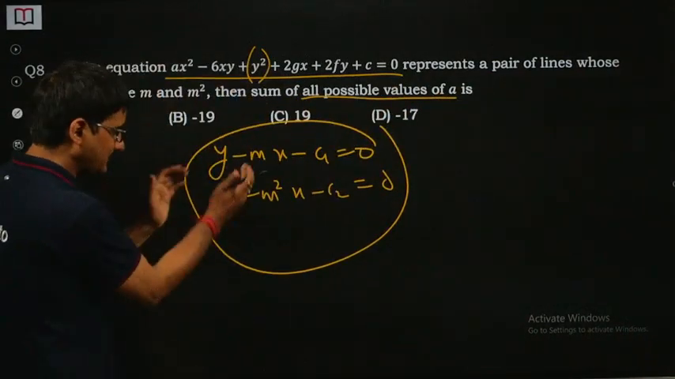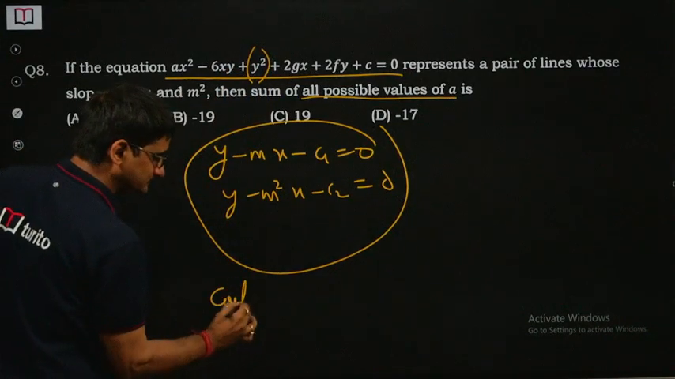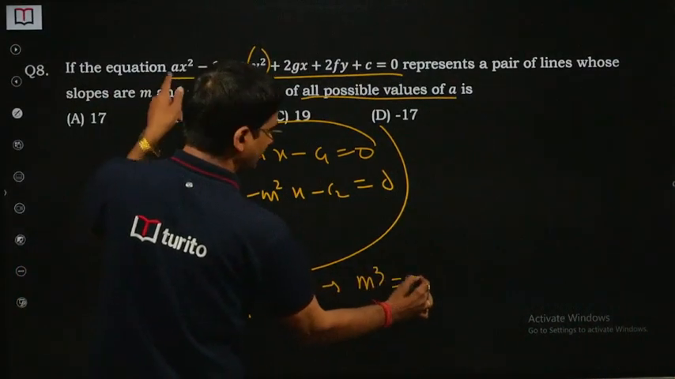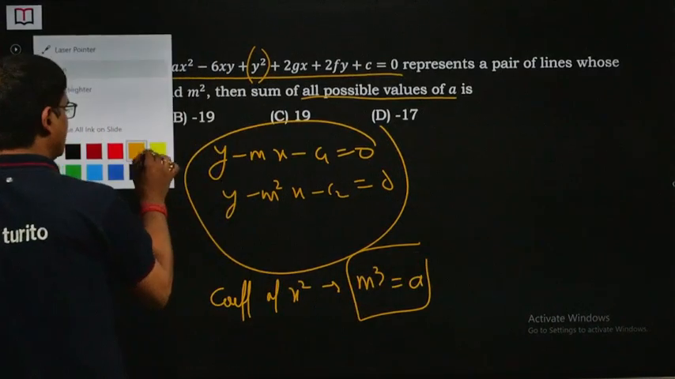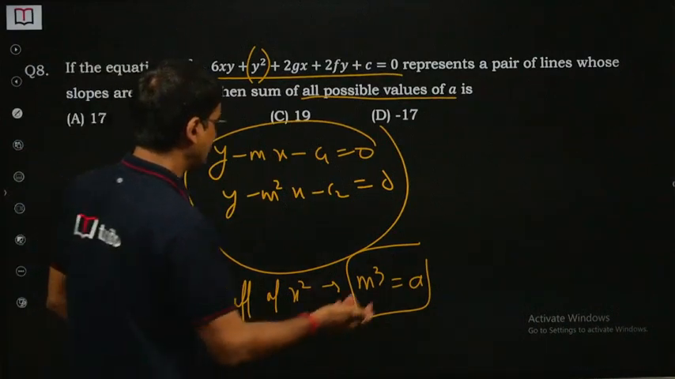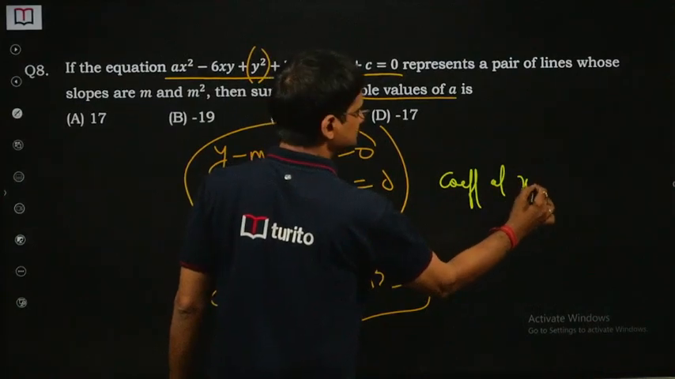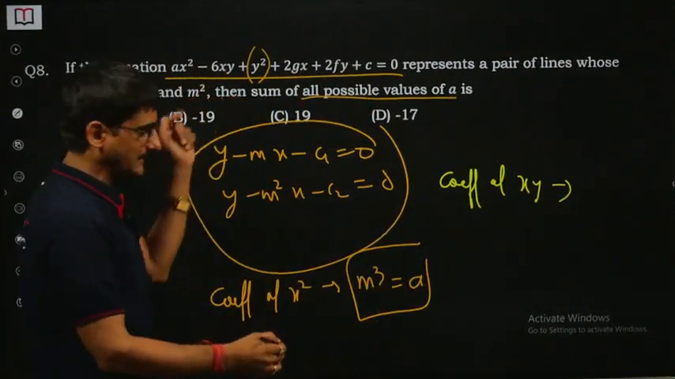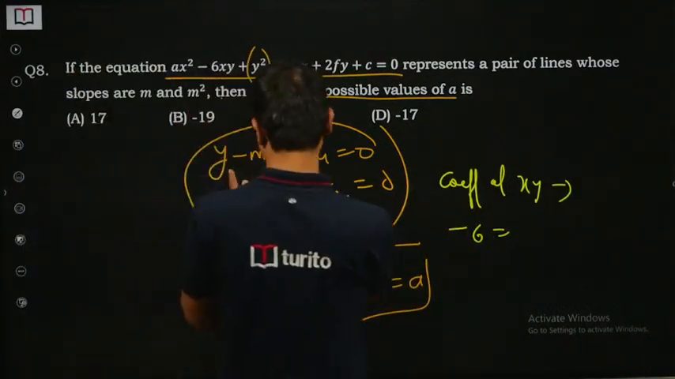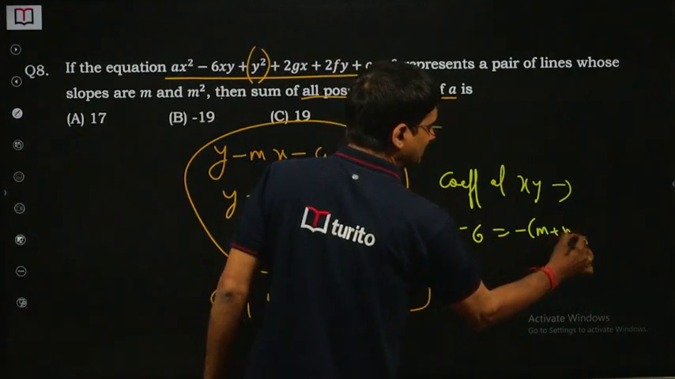Okay, so multiply. The coefficient of y square is 1, the coefficient of x square is m cube, and here it's a, that's 1, and then the coefficient of x into y, so here it is minus 6, and what will that be here? So it's minus, this will multiply with this, so minus m plus m square.